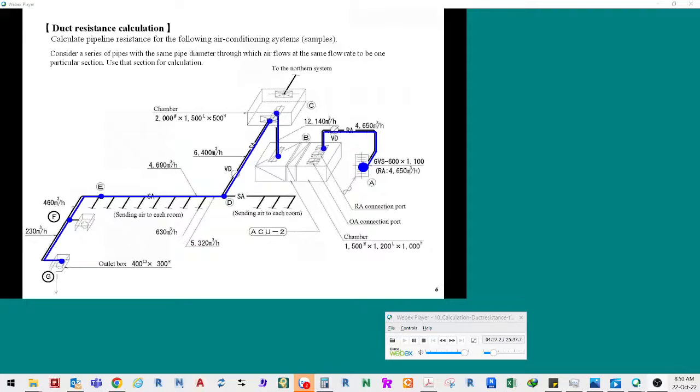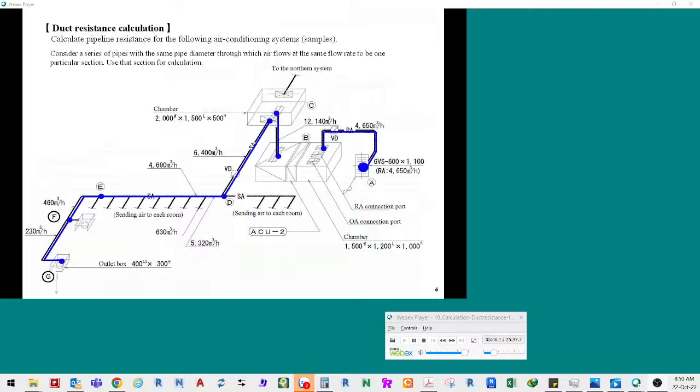If the fresh air intake exists at the end of the line extending to a point most distant from the air conditioner, first calculate the duct resistance of the intake. Consider a series of ducts with the same duct size through which air flows at the same flow rate to be one particular section. Use that section for calculation. First, let's begin calculation of the duct resistance on the inlet port side.